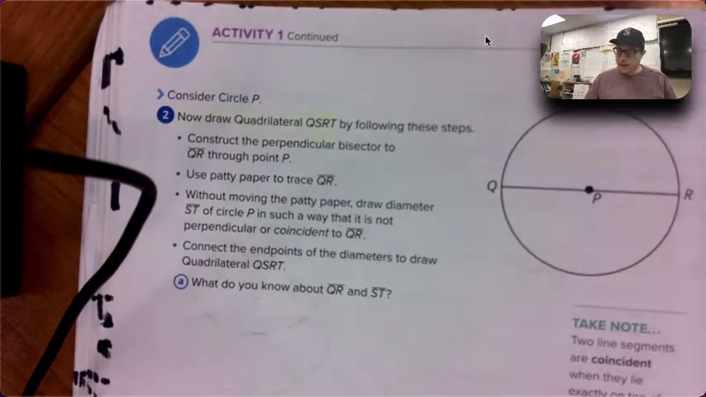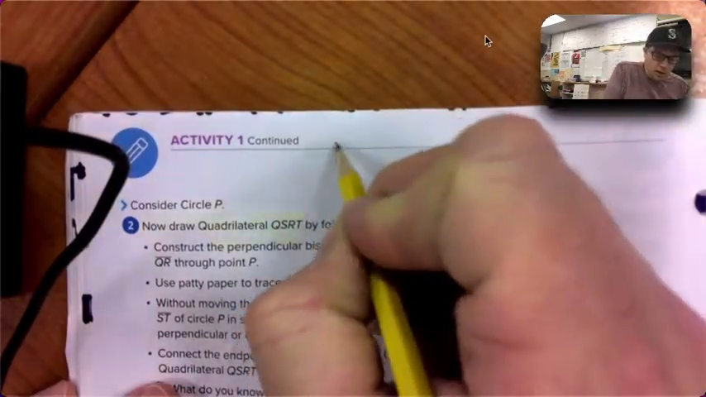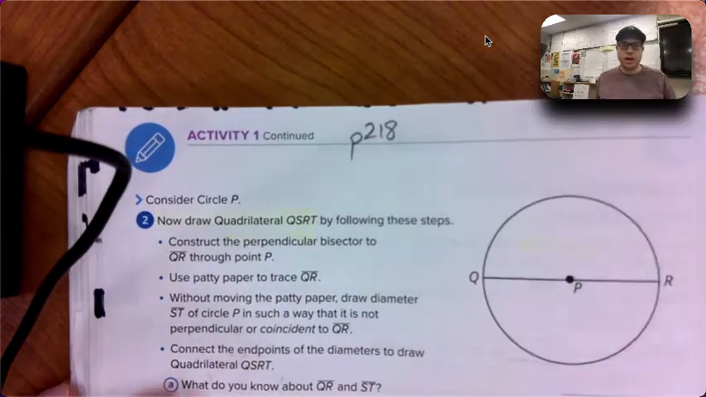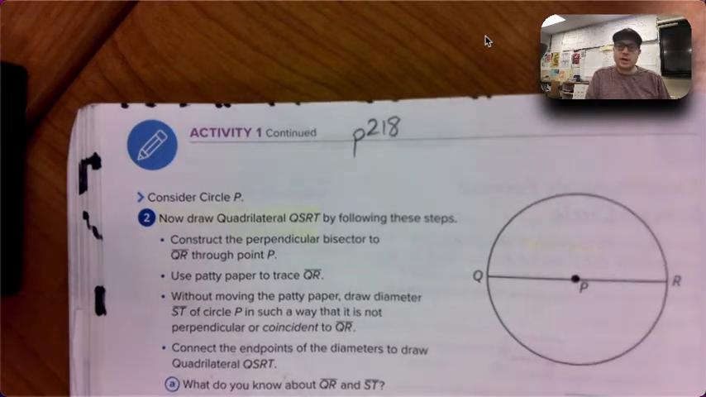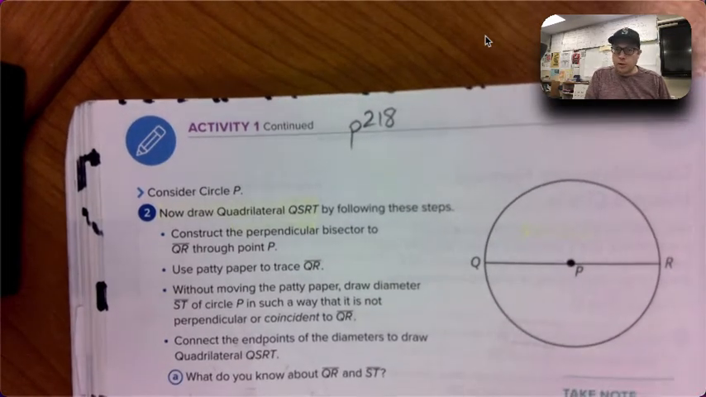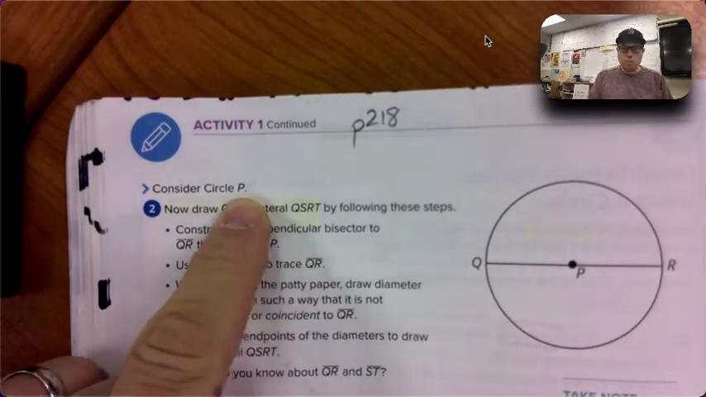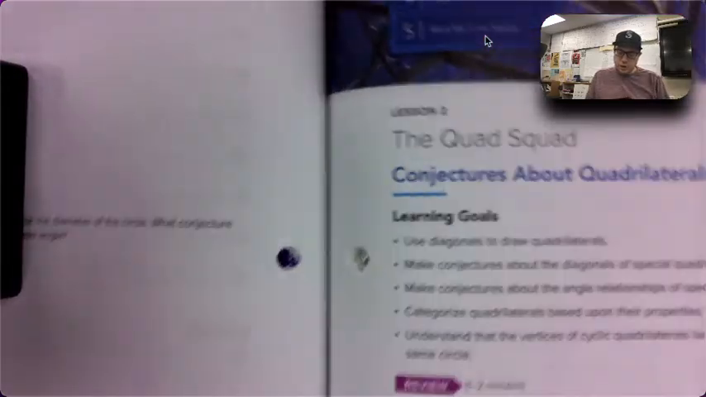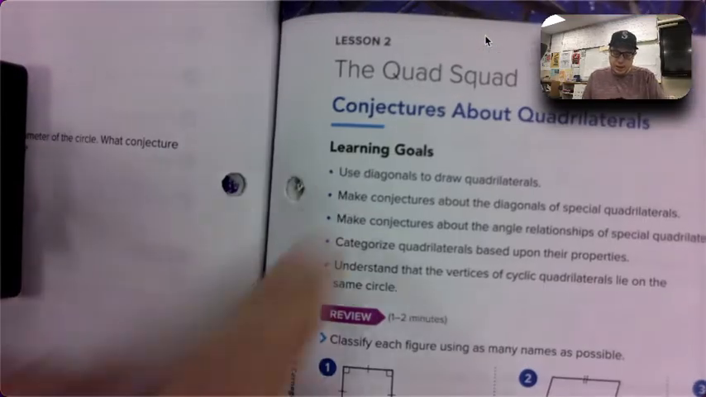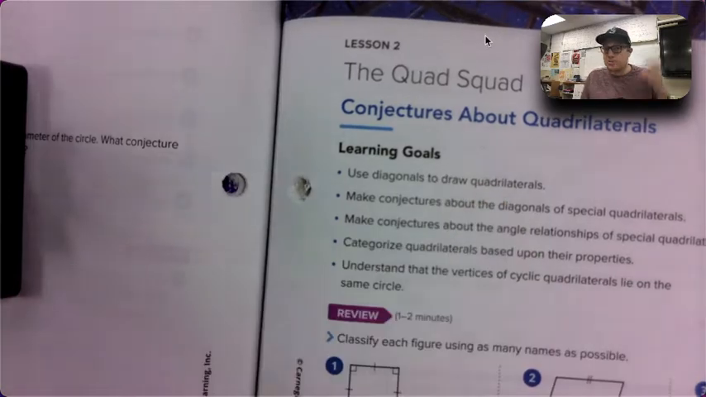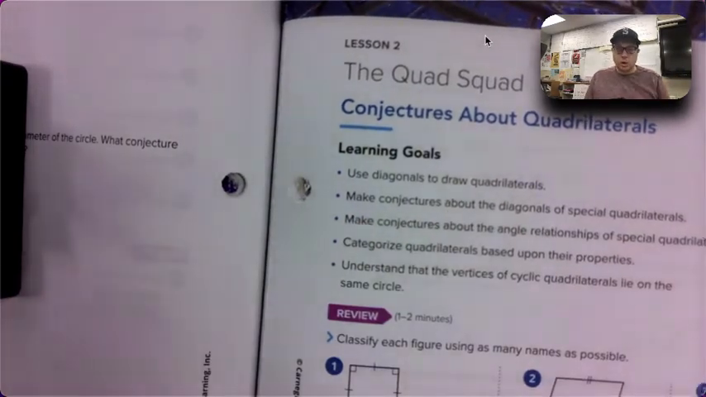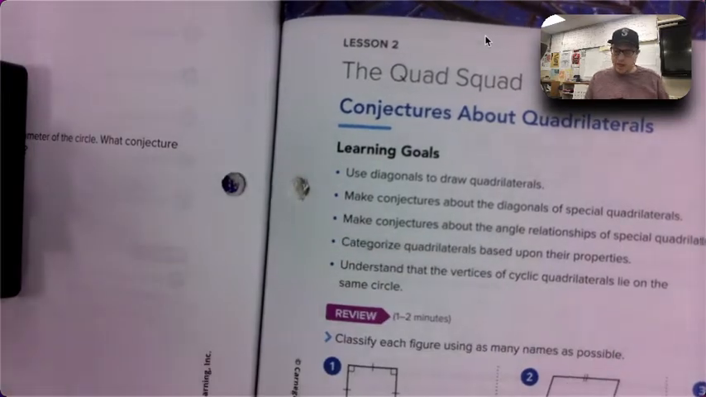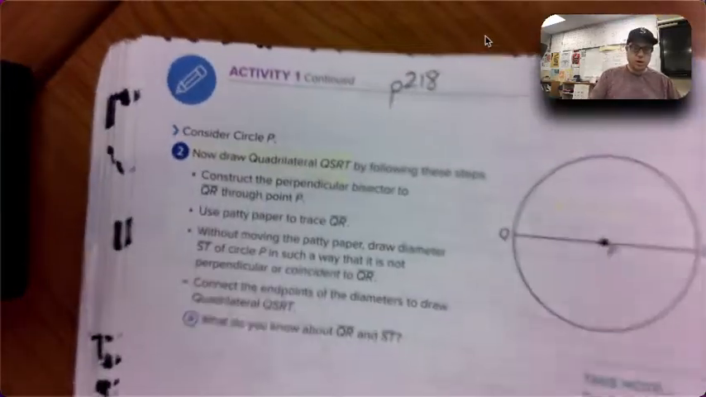This is page 218. So please go and join me in your math book on that page. Now, we're using information from the math book to answer the following question. Consider circle P. It's related to the learning goals at the beginning of this lesson that say use diagonals to draw quadrilaterals. That's what we're doing. Make conjectures about the diagonals of special quadrilaterals, and then make conjectures about the angle relationships of those special quadrilaterals.